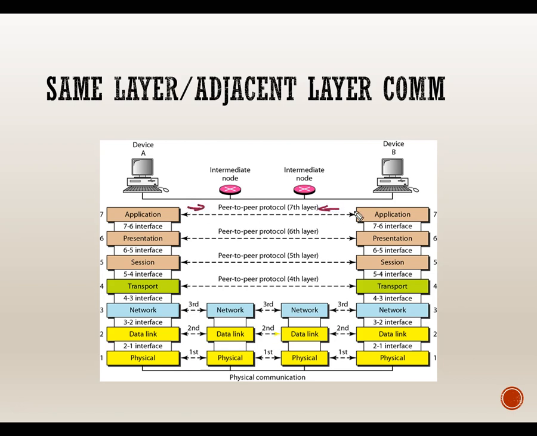Each layer talks to its equivalent layer from source to destination. So the presentation talks to presentation, session to session, transport to transport, and on down the line. The adjacent layer is each layer supports the layer above it. So the data link layer supports the network layer.